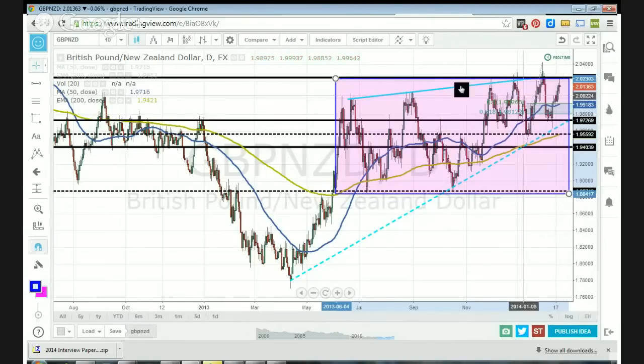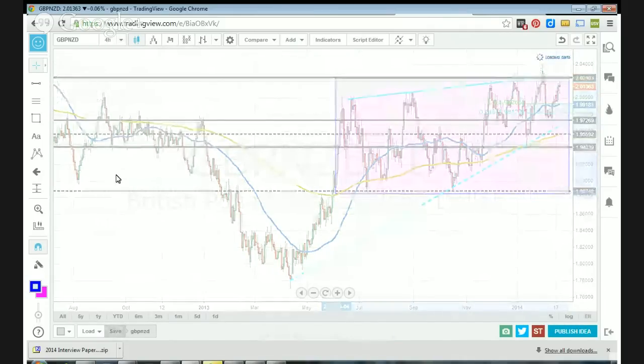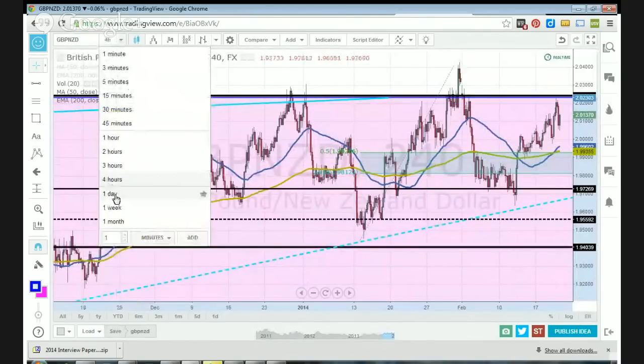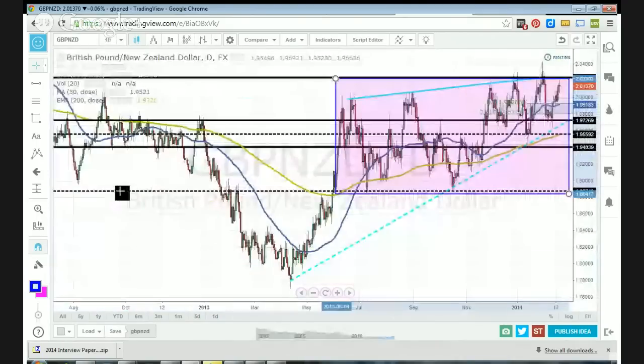Let's look at the 4-hour chart. I think this is going to be something I try shorting. Yeah. Okay. We'll come back to this. Actually, we'll confirm this at the end. Let's just see what it would look like.